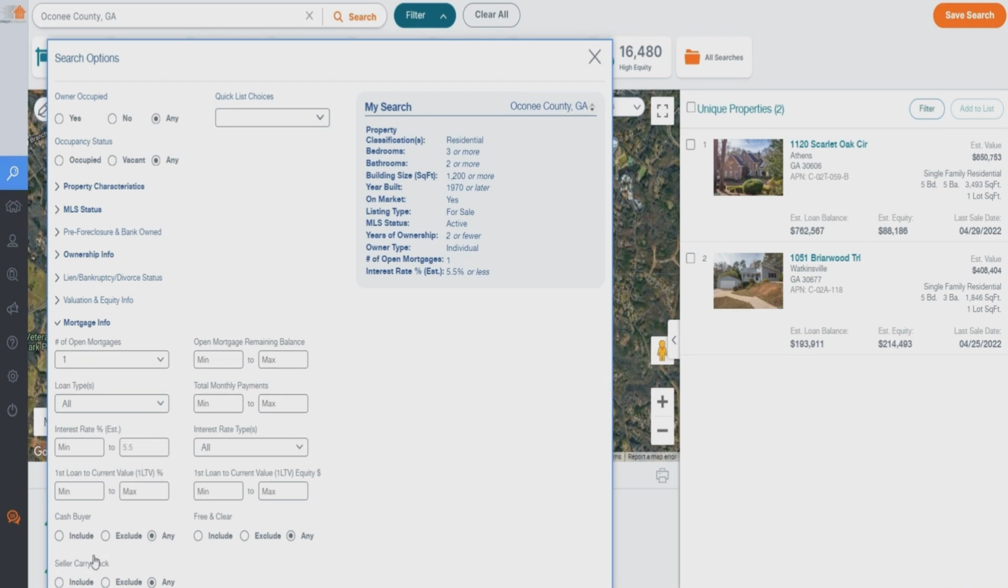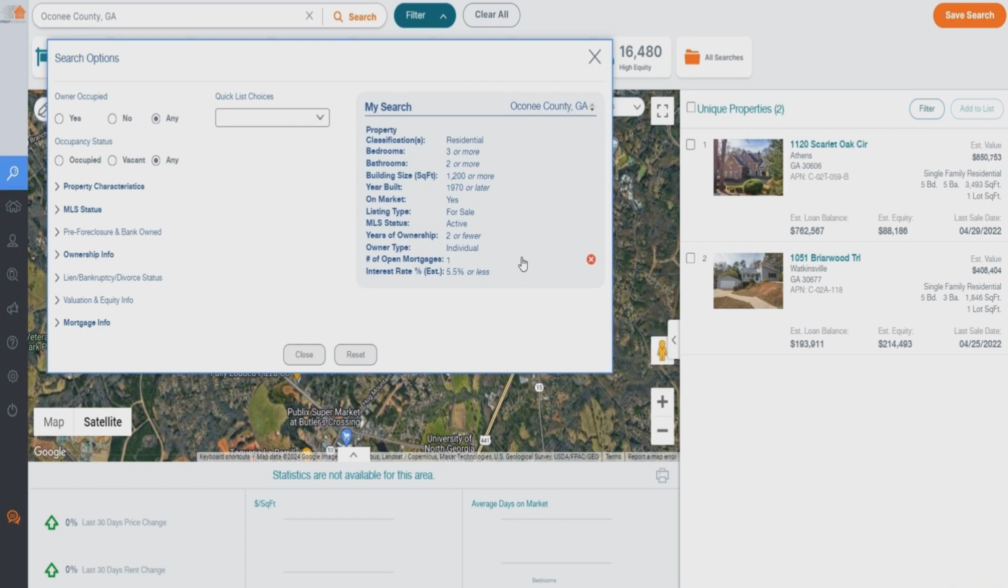And this seller carryback here at the bottom, this is referring to equity. So this is really all you need for subject to. So I would take a quick screenshot of this. This is more than enough.